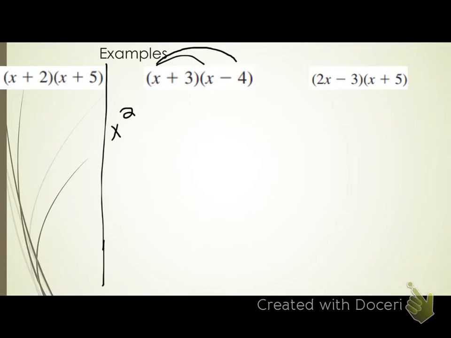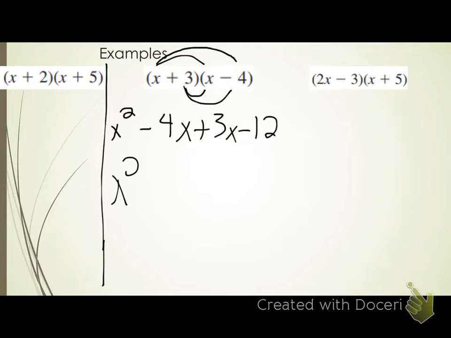Outer terms. x and negative 4. What's x times negative 4? Negative 4x. Inner terms. 3 and x. 3 times x. 3x. Last terms. 3 and negative 4. 3 times negative 4. Negative 12. We okay there?